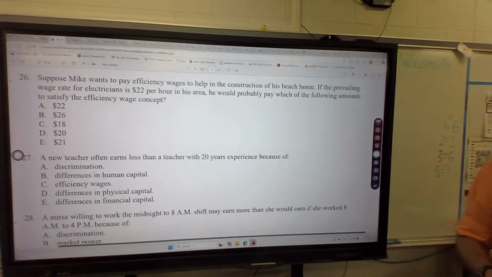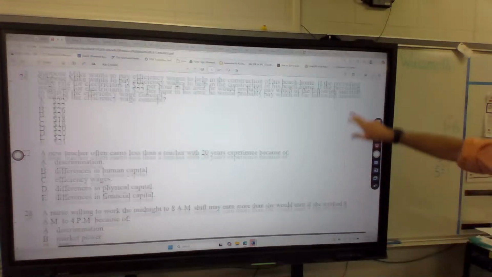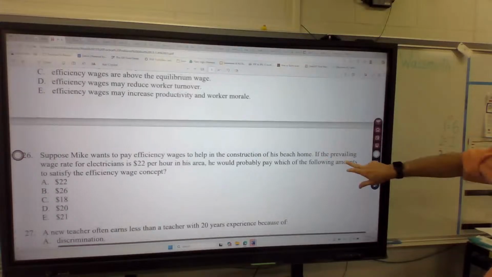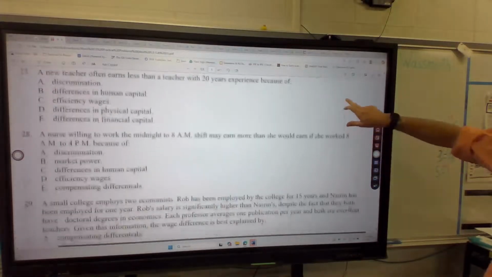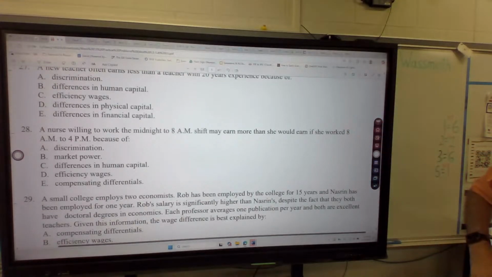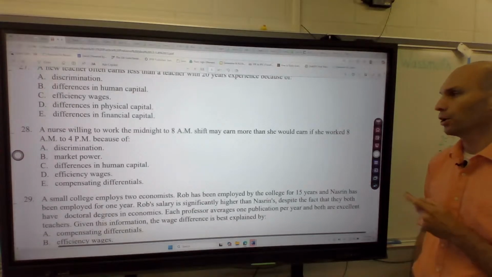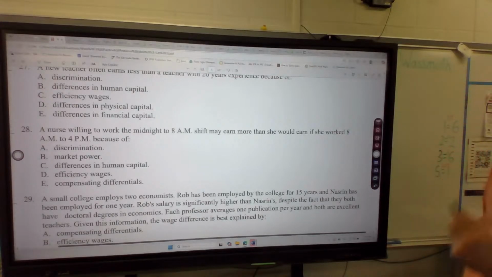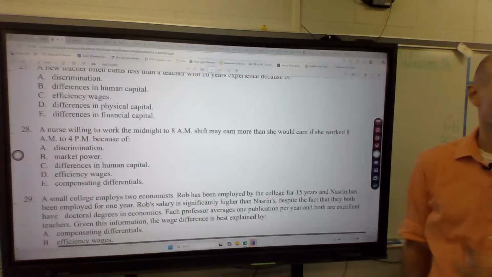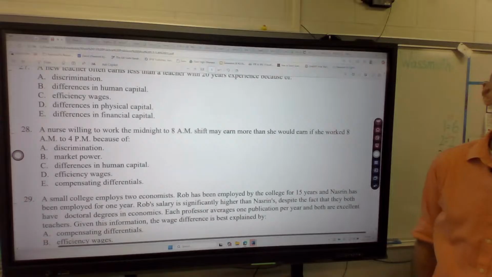Sound good? And 28, last one. A nurse willing to work the midnight to 8 a.m. shift, the graveyard shift, may earn more than she would if she worked 8 a.m. to 4 p.m. because of compensating differentials. It's less desirable to work those hours, so you've got to pay more money for people to do that. So that's it.